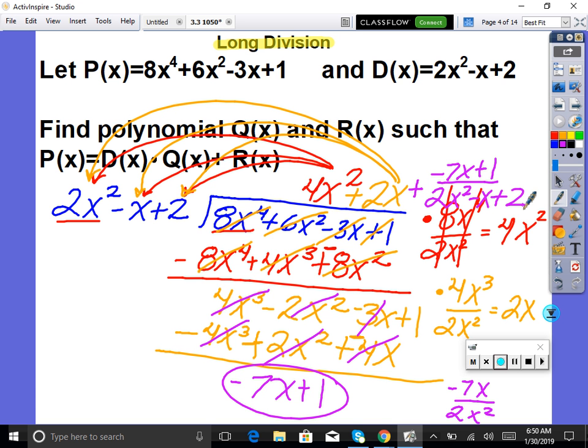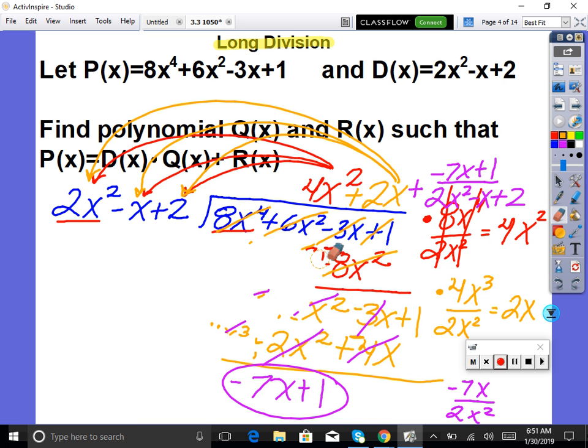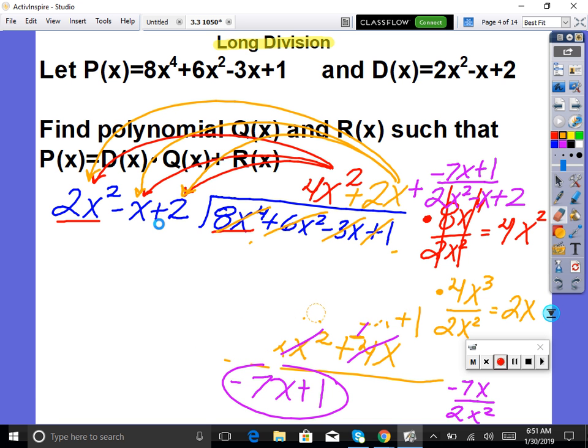So that's your quotient, right here's your quotient, right here's your remainder, and it wants us to write it in this format. Take p of x and equal it to some d of x times some q of x plus the remainder. So this is how we would write our final answer. I need a lot more room here. So all we need is all this stuff right here. We need that, that, that. Okay, that's probably good enough room right there.